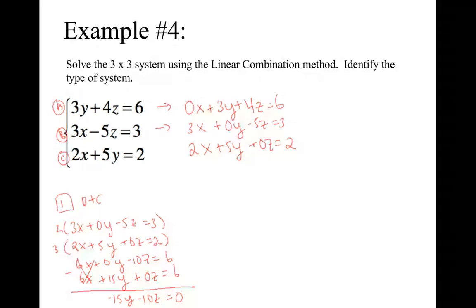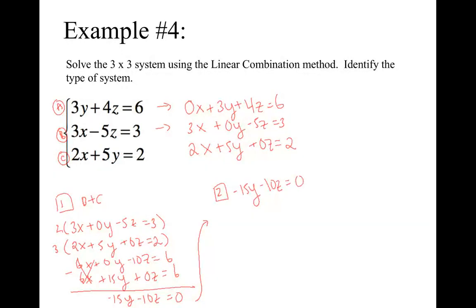So let's see. What's neat about this is since there's only 2 variables in each one of these original ones that I'm given, I'm going to choose to just go the route of substitution now. So I'm going to take what I have, this negative 15y minus 10z.